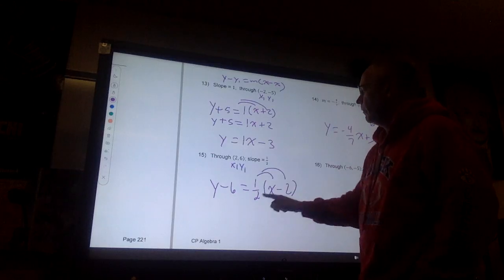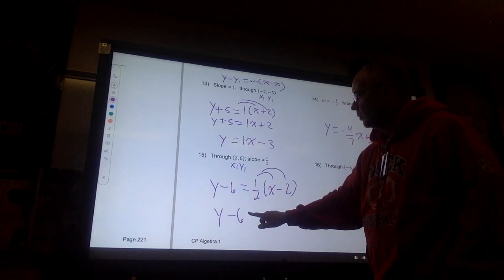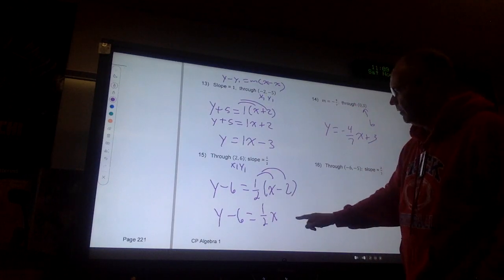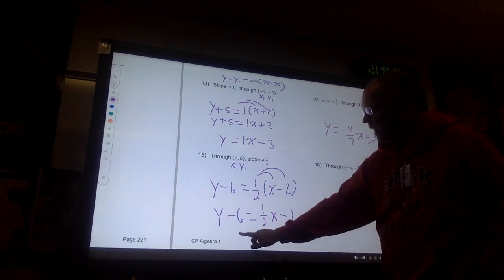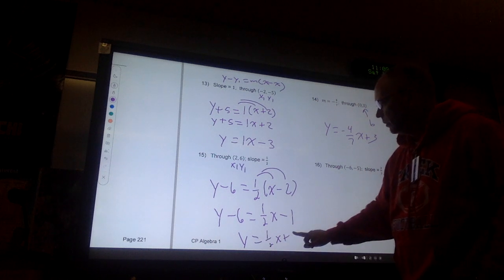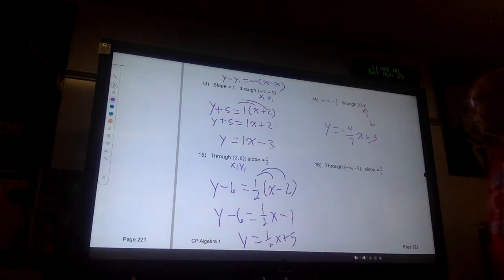Let's distribute half over the parentheses, which sometimes can be tricky, but I think it might work out. So I'm going to get 1 half times x is 1 half x. 1 half of negative 2 is negative 1. Add 6 to both sides. So y equals 1 half x plus 5.